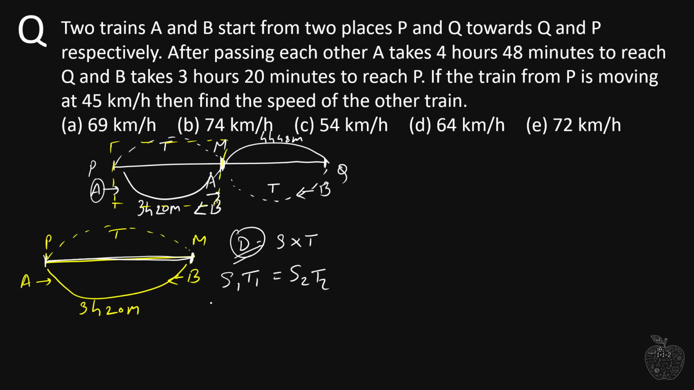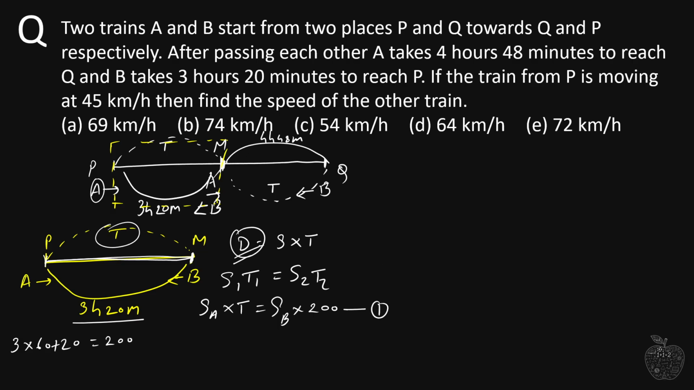Let's say S1 is the speed of A, and T1 is the time taken by A, which is t, so multiplied by t, is equal to S2, the speed of B, into T2. T2 is 3 hours 20 minutes. Let's convert this into minutes. We get 3 into 60 plus 20, which is 180 plus 20, 200. Let's call this equation 1.